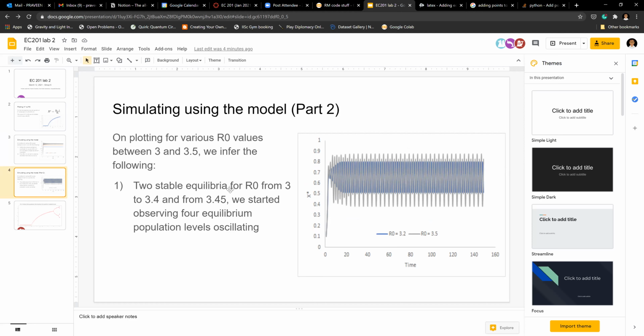So beyond 3, it's pretty vigorous. From 3 to 3.4, we got 2 stable equilibrium points, and from 3.45 and beyond, we start to observe 4 points. Okay, let's just stick to 3.4 only, just to be sure. Let's just stick between 3 and 3.4.